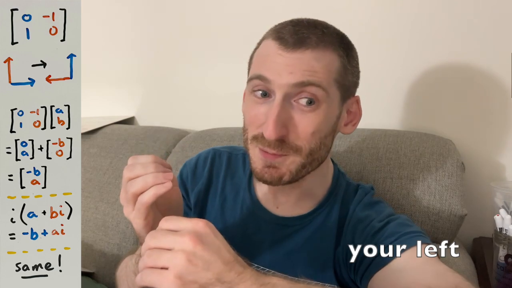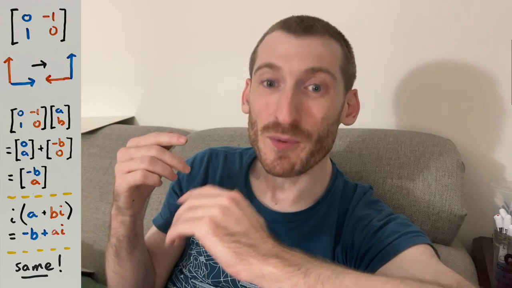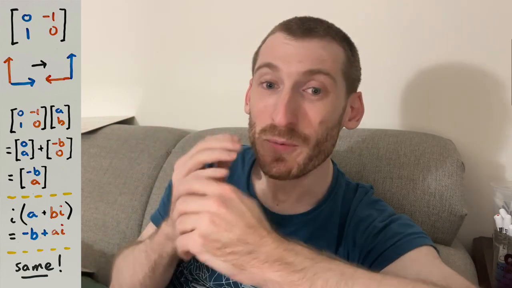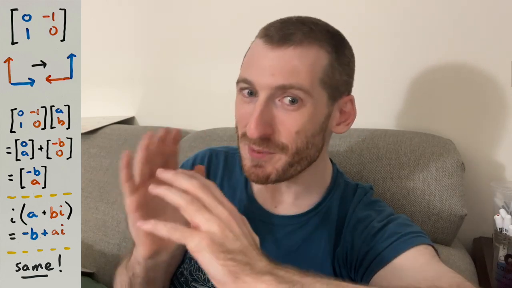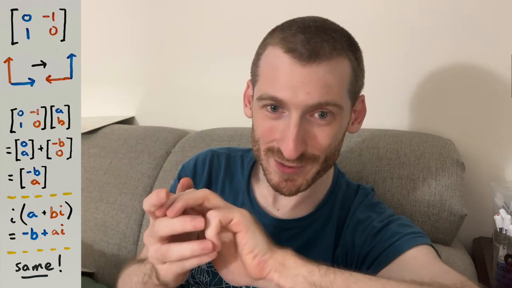But we've definitely seen this before, because when we multiply a plus bi times i, we end up with minus b plus ai. The right turns to up and the up turns to left. Everything gets rotated, which means that this matrix thing and this i thing are exactly the same thing, because they both send the same directions to the same directions.